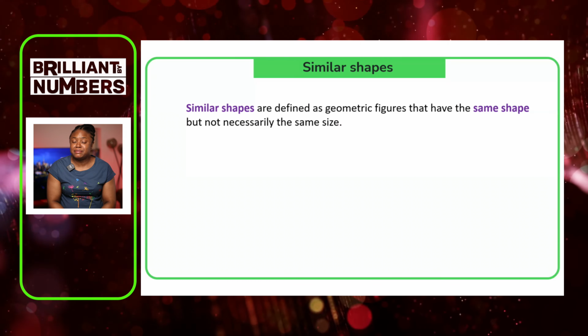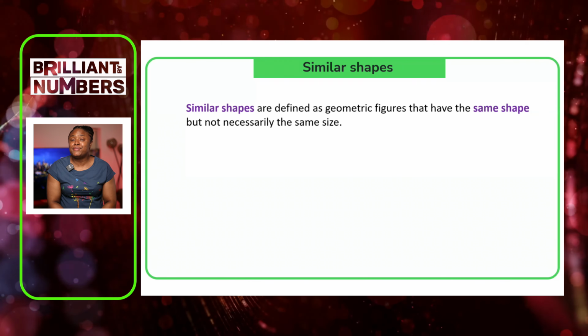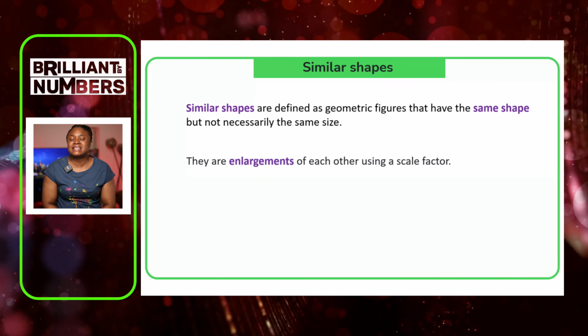Similar shapes are defined as geometric figures that have the same shape but not necessarily the same size. So, for example, we could not compare a triangle with a rectangle. We have to compare 2 triangles, and also the triangles would have to both be isosceles, but we cannot compare an isosceles with a scalene triangle. So that's what we mean when we say they have to be the same shape but not necessarily the same size. Now, they are enlargements of each other using a scale factor.